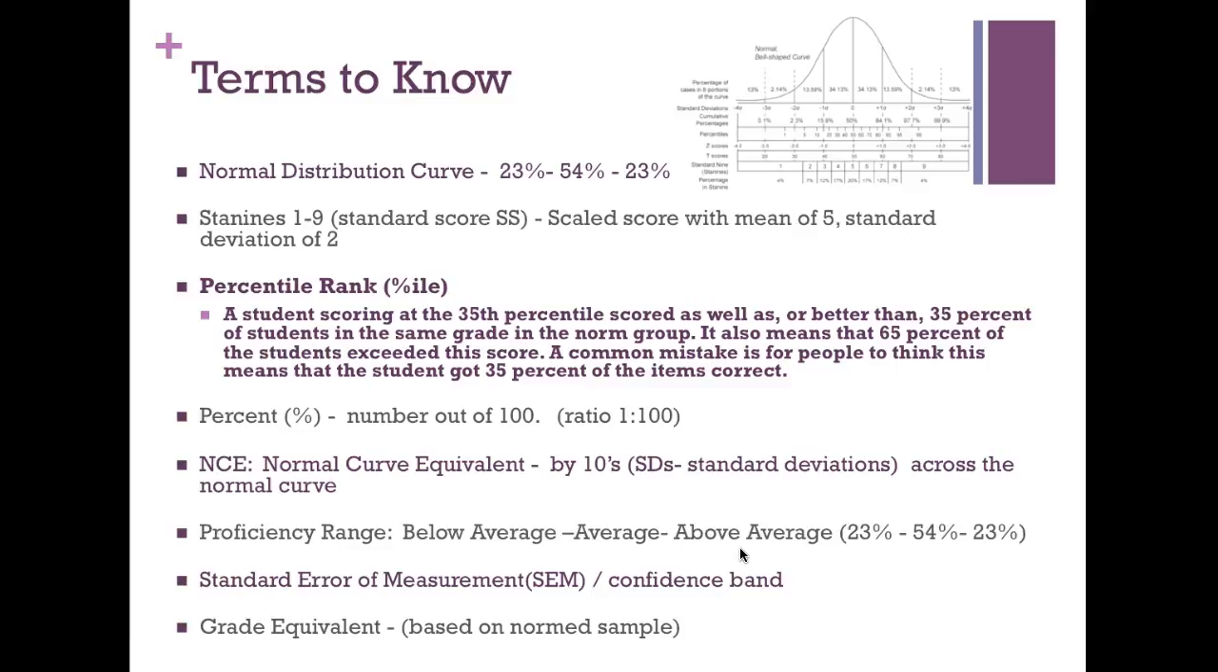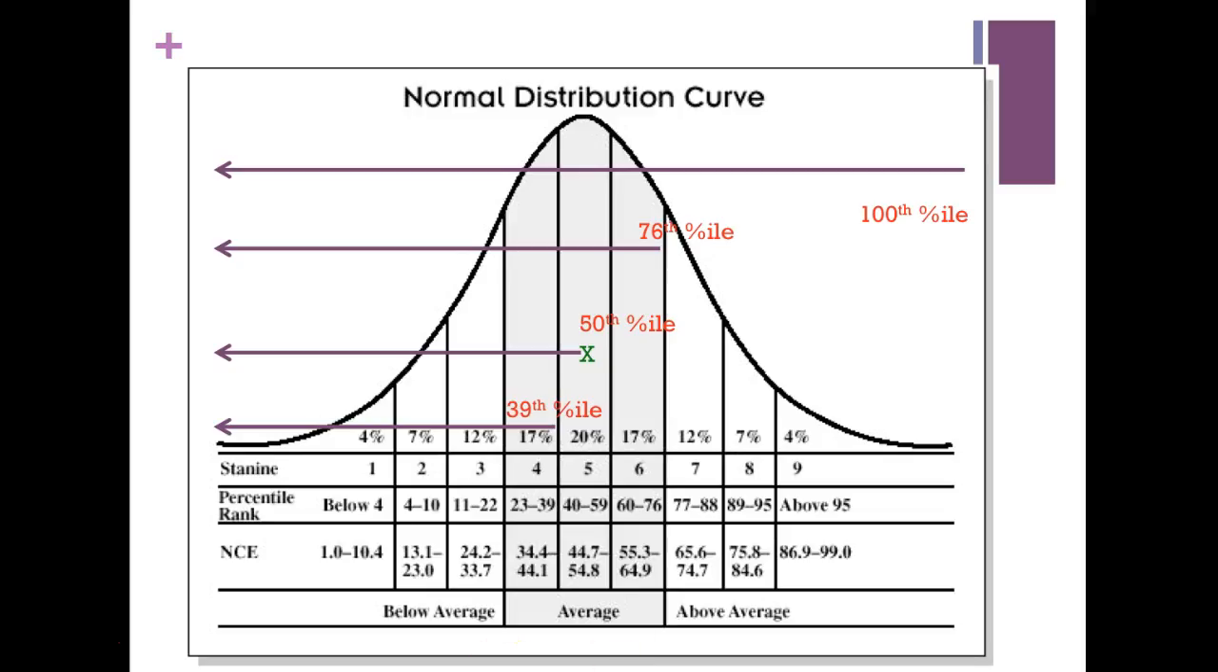So if you know your math, a mean means the middle. It's the average of all between 1 and 9, with a standard deviation of 2. That means that there are two points between each score. So if you look at Stanines, the standard deviation, this is the 2 right here. 1, 2, 3, 4, 5, 6, 7, 8, 9.